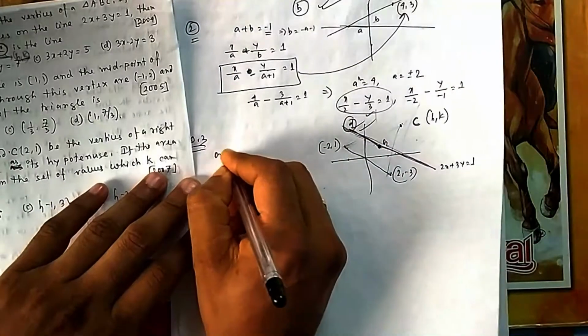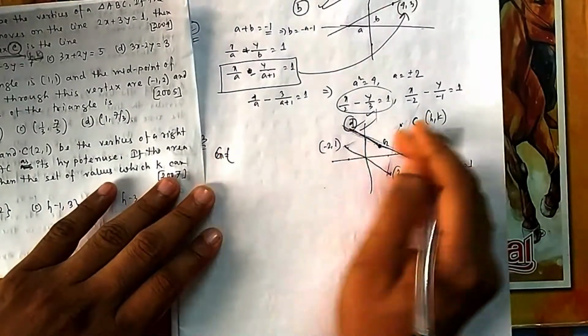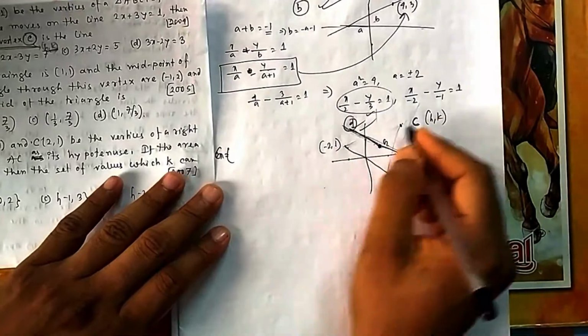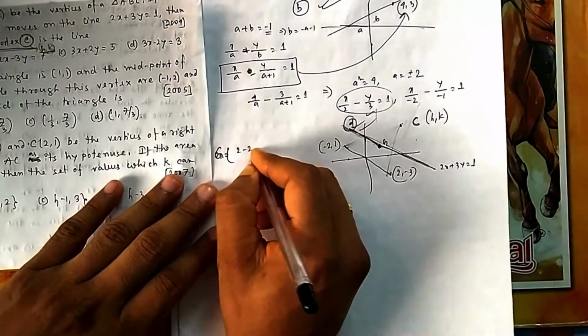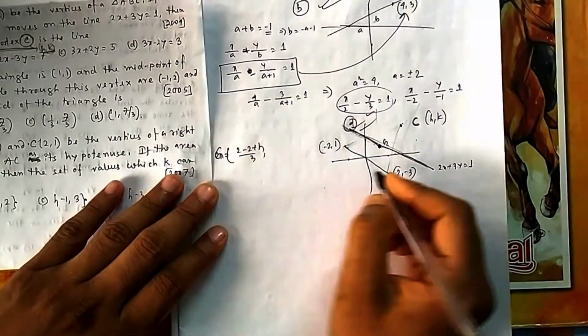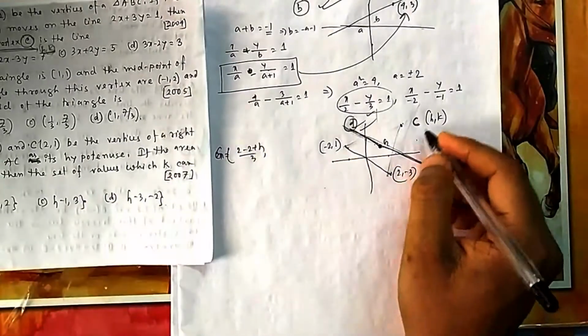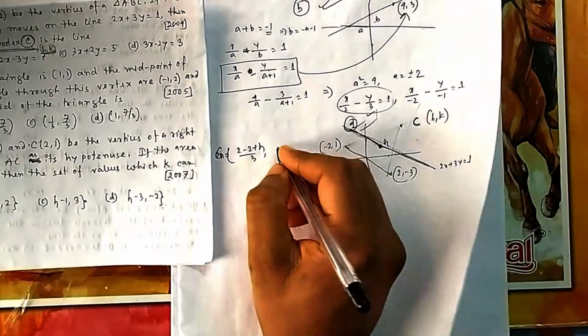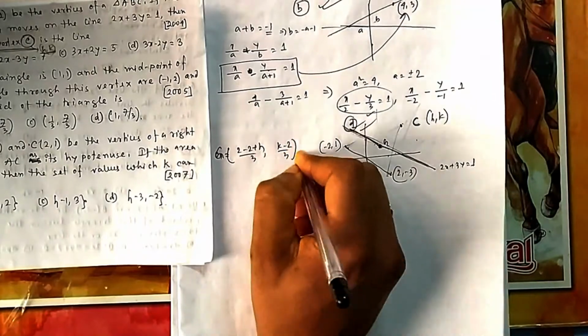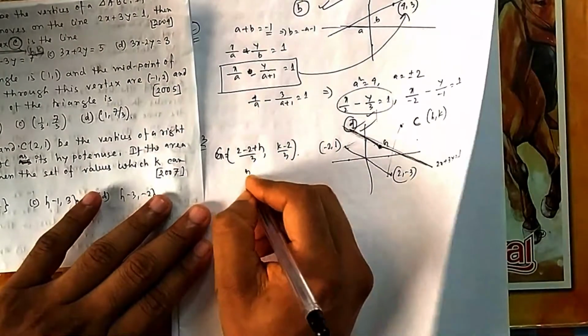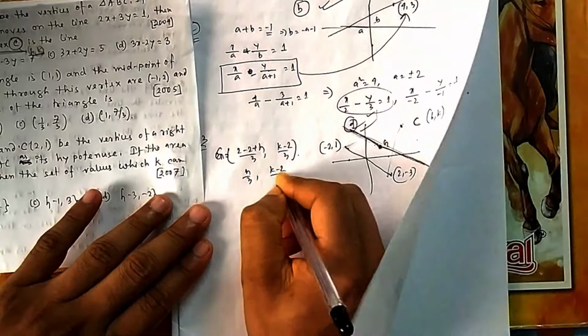So now you know the coordinates of the centroid. What is the coordinate of the centroid? The sum of all three divided by 3: minus 2 plus h by 3, so h by 3. And then k plus 1 minus 3, so it is k minus 2 by 3. So it will be h by 3, k minus 2 by 3.